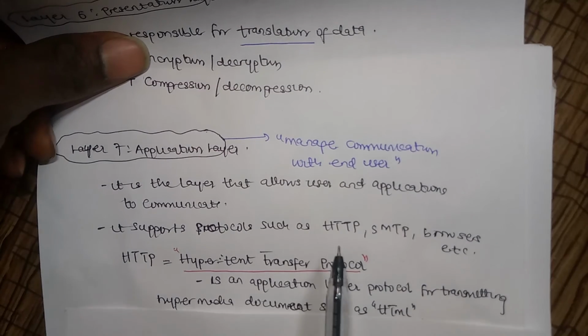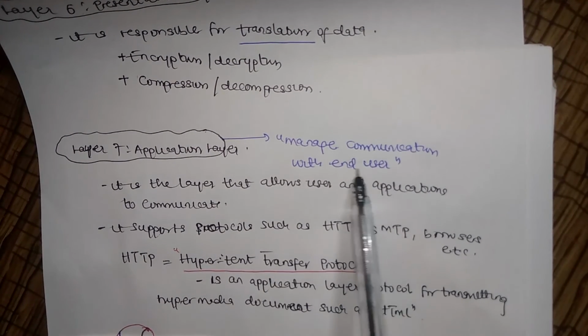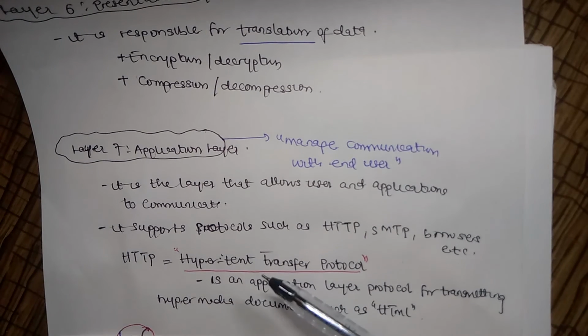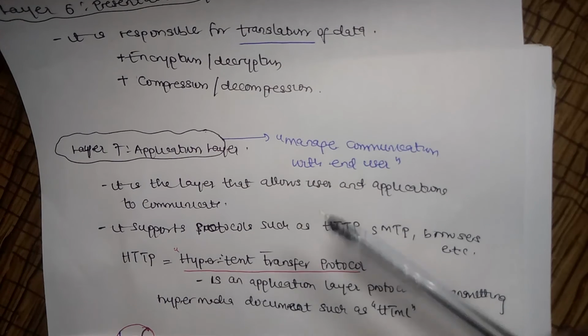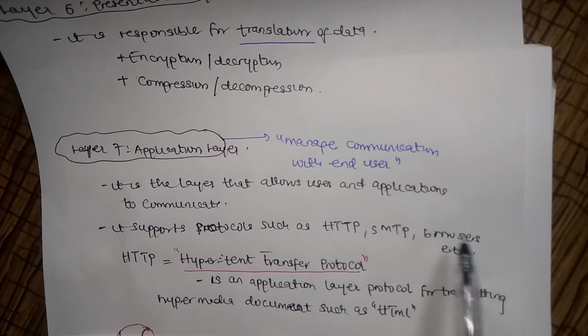Now let's look at the last layer, which is the upper layer. The upper layer is the application layer, right? It manages communication with the end user. This is the point, right, or the layer that we humans work with. Now, it allows users and applications to communicate. It supports protocols such as HTTP, SMTP, browsers, right?